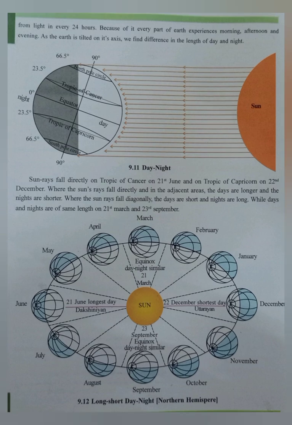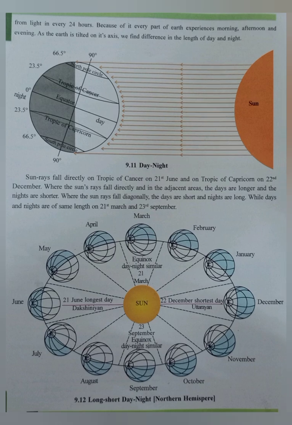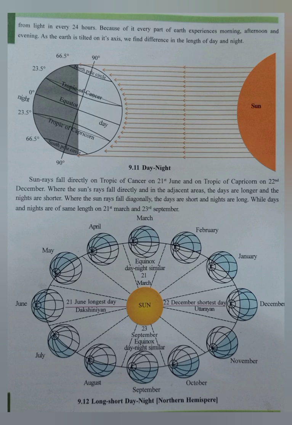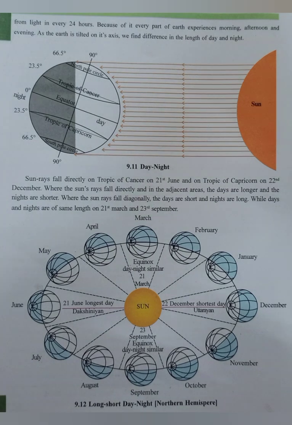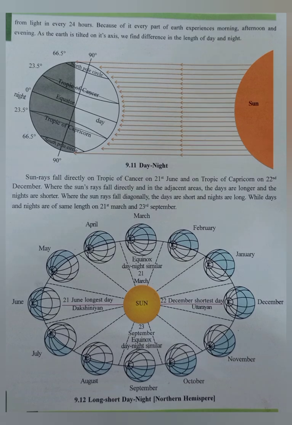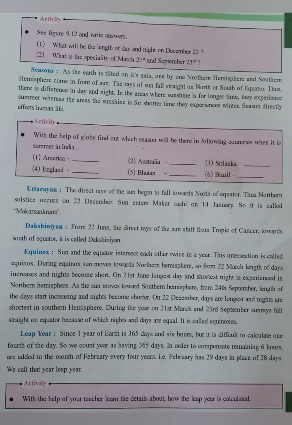The day is shorter and the night is longer where the sun rays are slant or diagonal. The day is shorter and the night is longer over the Tropic of Capricorn. Thus, the earth revolves around the sun, keeping its axis inclined in the same direction, and this causes longer and shorter days and nights.